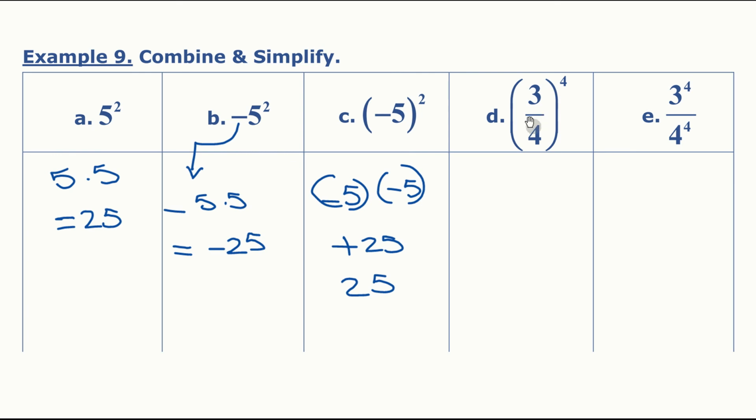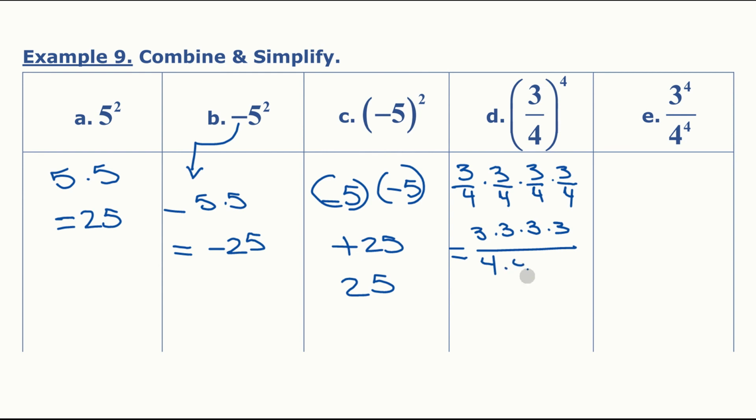All right, so this next one, by definition of exponents, is going to be 4 factors of 3/4 multiplied out, like so, okay? And of course that's going to be 3 times 3 times 3 times 3 over 4 times 4 times 4 times 4. So that's going to be 9 times 9, which is 81, over 16 times 16, which is 256. All right.